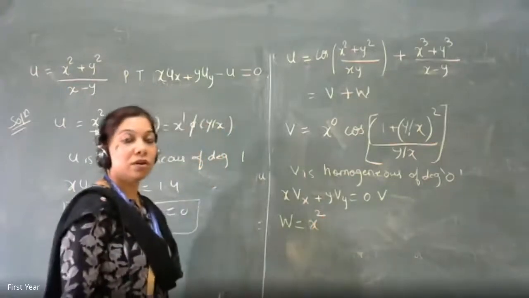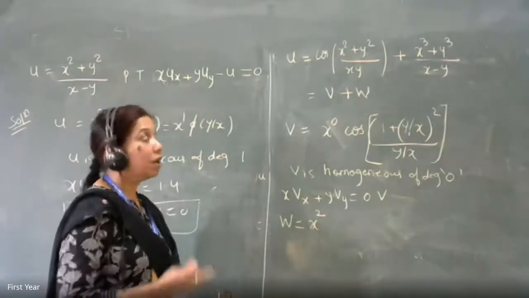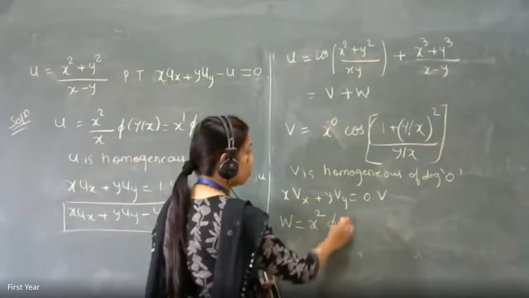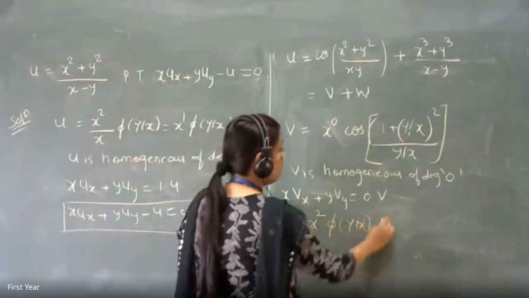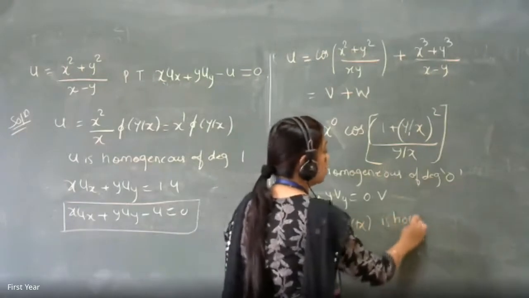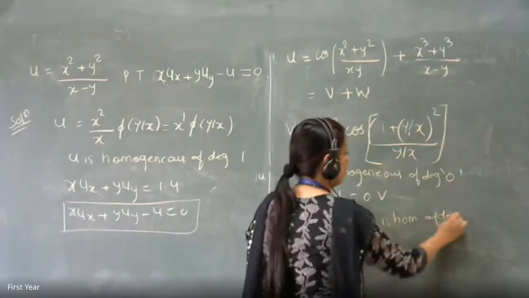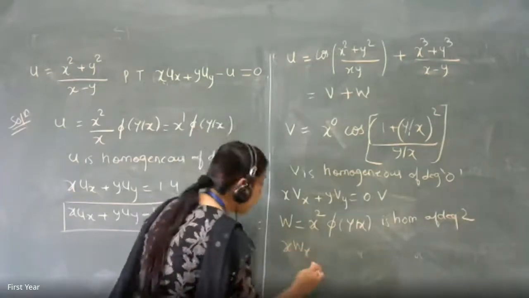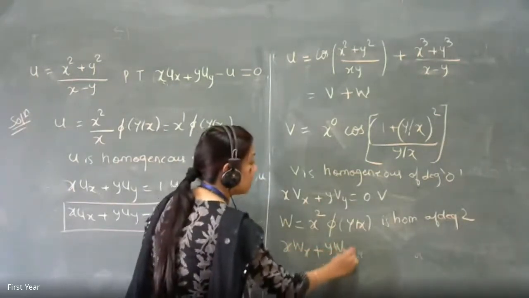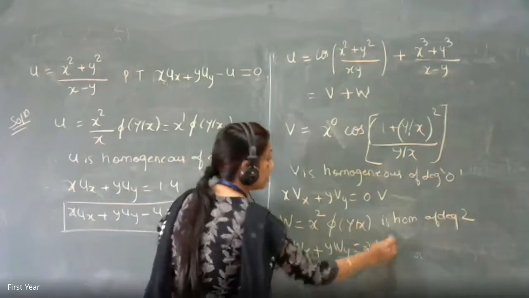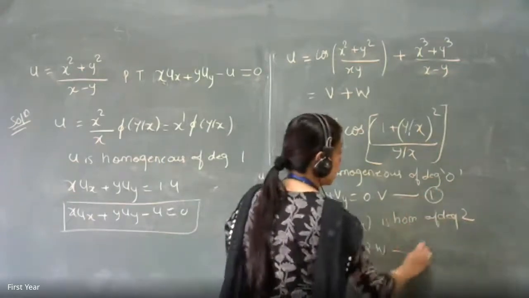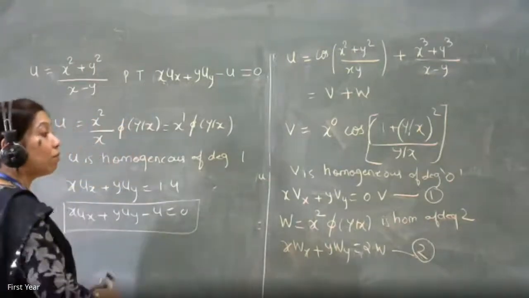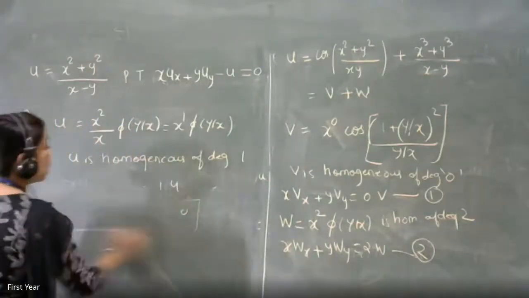2. Do you understand? Now directly, 3 minus 1, that is 2, into some function of y by x. So W is homogeneous of degree 2, and therefore x wx plus y wy is equal to 2 into W. So this is one equation, this is the second equation, because they are individually homogeneous of different degrees. So I cannot combine them directly.